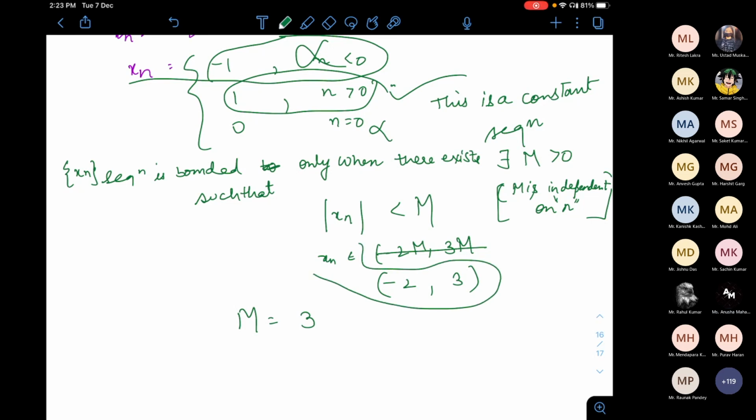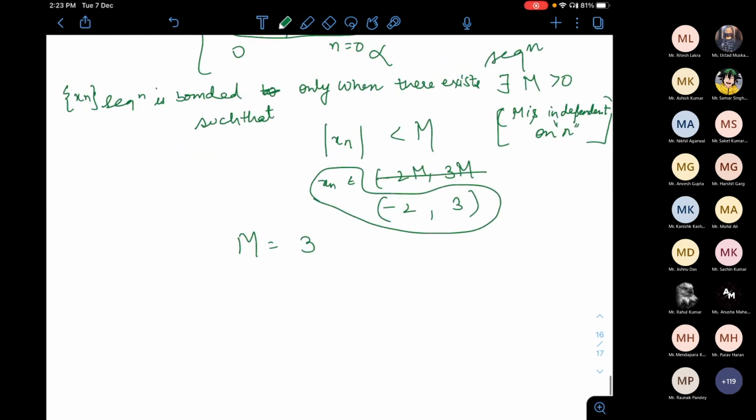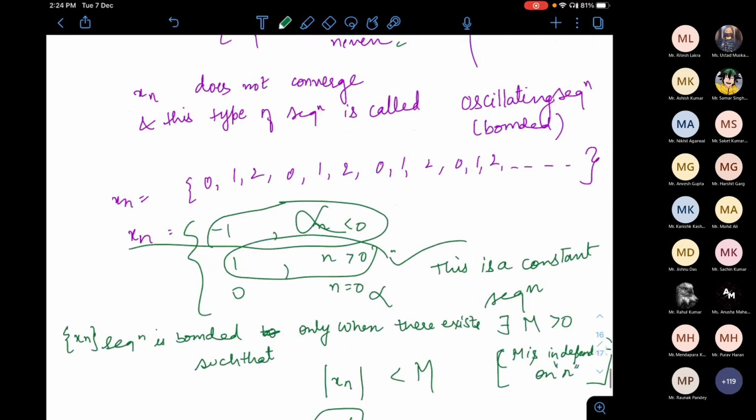What does this statement mean? Now I have taken a bounded oscillating sequence. Can you give me some more examples of bounded sequences?